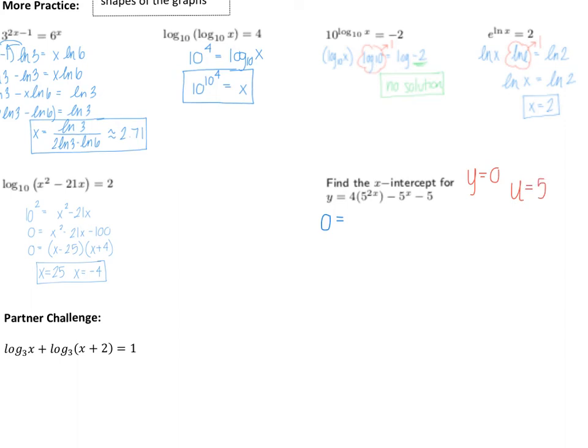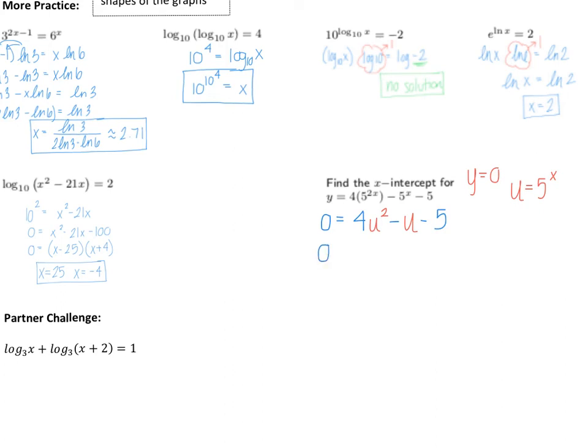If I call u equal to 5 to the x, this then lets me rewrite it as 4u squared minus u minus 5. It just makes it a little simpler to look at. Now it's just a little baby quadratic. I'm going to factor this.